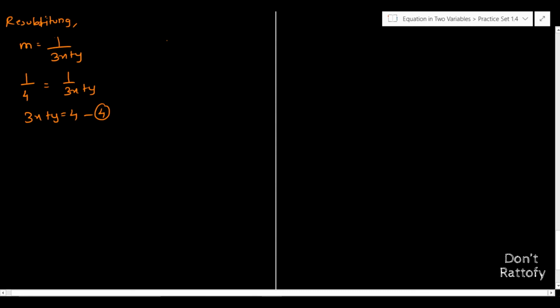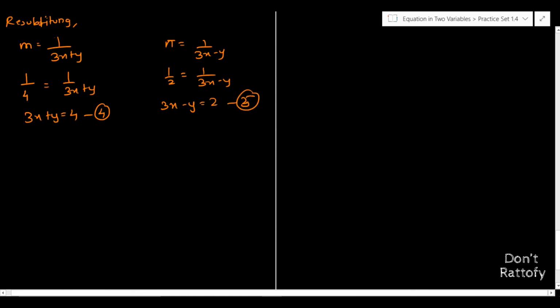Similarly, I have the value of n. I have taken n is equal to 1 upon 3x minus y. But I got the value of n as 1 upon 2, so 1 upon 2 is equal to 1 upon 3x minus y. By inverting, I'll get 3x minus y is equal to 2. This is my equation 5.